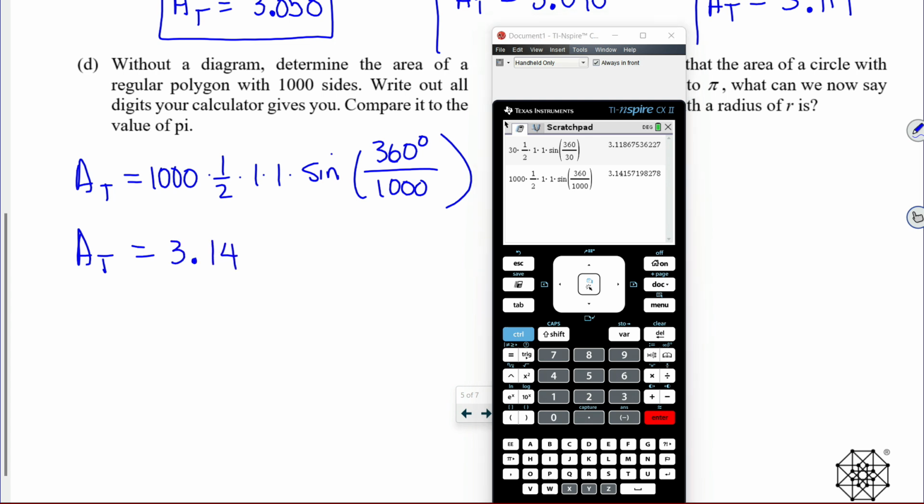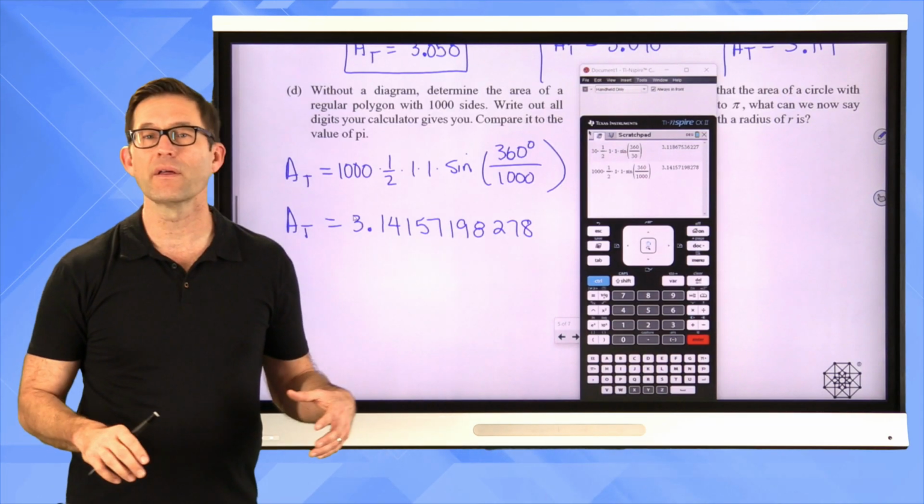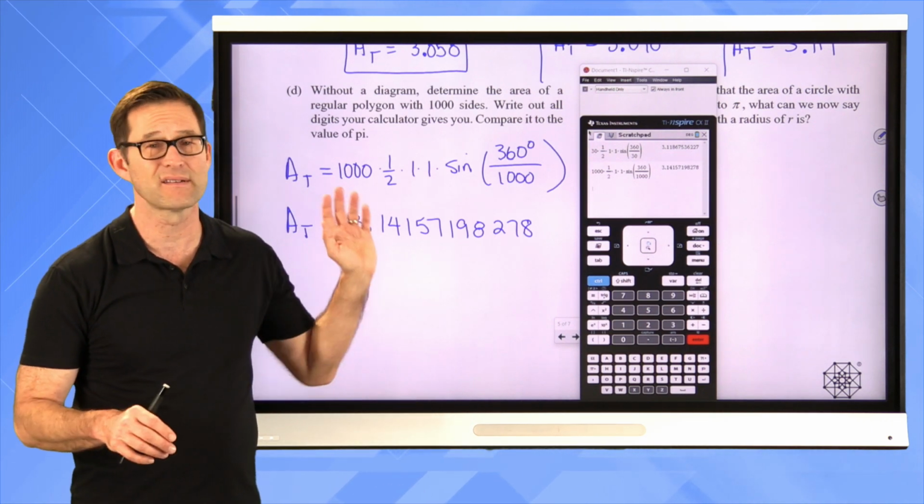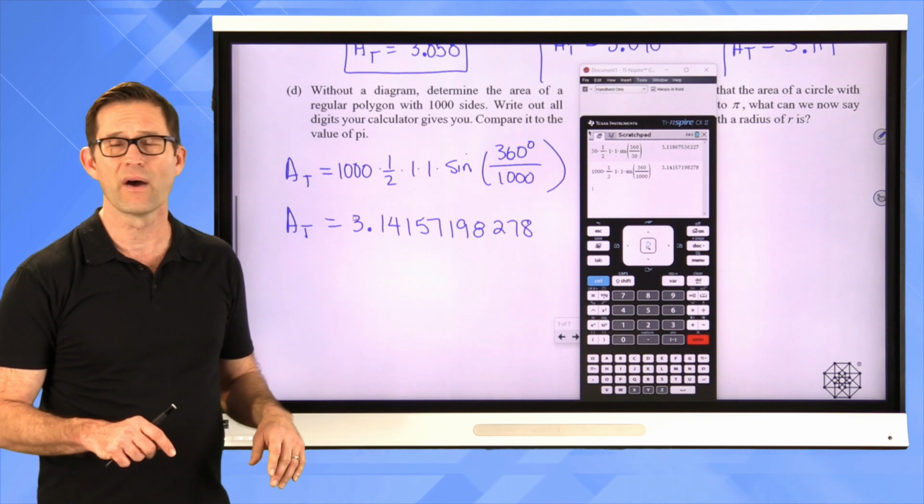And it says write out every digit your calculator gives you. And of course, that's going to depend on how many digits your calculator is currently set to give you, right? So you might not get as many digits as mine. If your calculator is set to like a 3-digit rounding or a 5, mine is set to like, I don't know, 14-digit rounding or something like that.